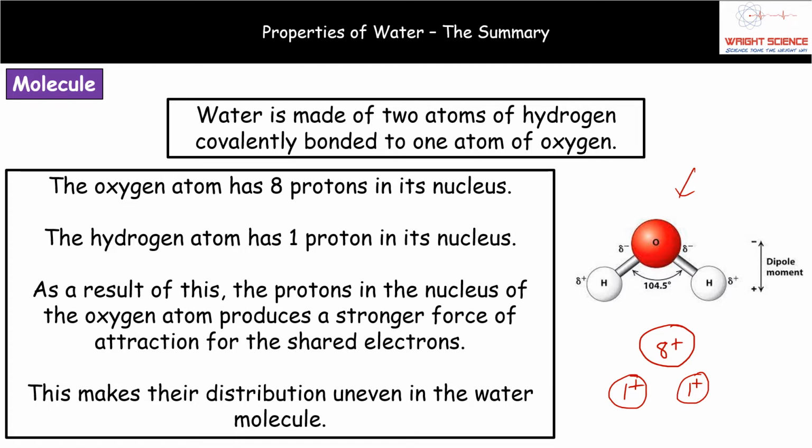So what happens is that those 8 protons in the nucleus of the oxygen are going to produce this stronger force of attraction to those shared electrons that make up the covalent bond. Because remember, in any of these covalent bonds, that's a shared pair of electrons. So rather than sitting dead centrally between the oxygen and the hydrogen in each case, what we see is that stronger force of attraction towards the actual nucleus of the oxygen atom means it's going to pull the electrons closer to the oxygen. So we get this uneven distribution of the electrons within the molecule itself.